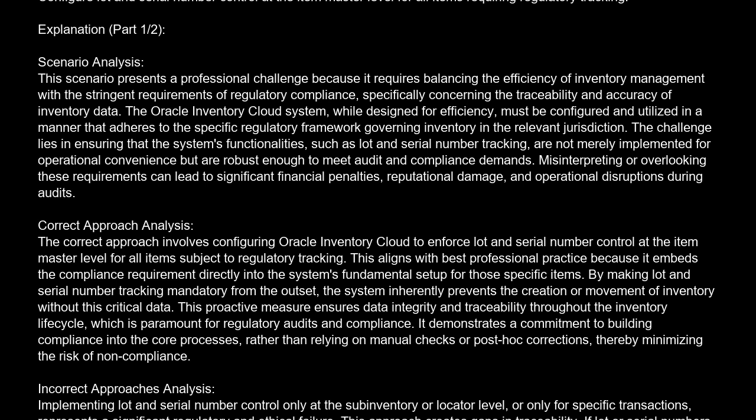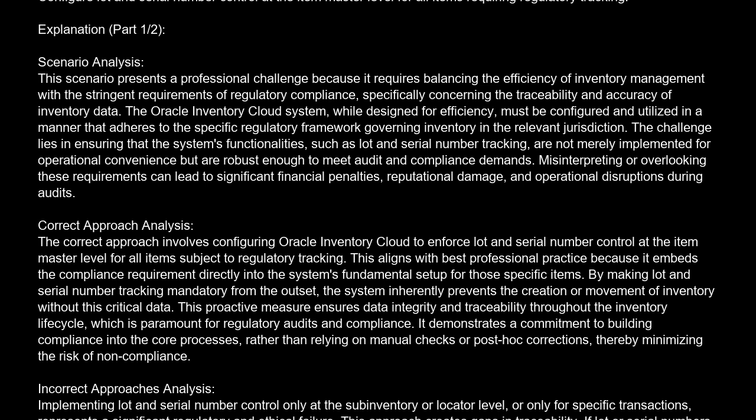The Oracle Inventory Cloud system, while designed for efficiency, must be configured and utilized in a manner that adheres to the specific regulatory framework governing inventory in the relevant jurisdiction. The challenge lies in ensuring that the system's functionalities, such as lot and serial number tracking, are not merely implemented for operational convenience, but are robust enough to meet audit and compliance demands. Misinterpreting or overlooking these requirements can lead to significant financial penalties, reputational damage, and operational disruptions during audits.